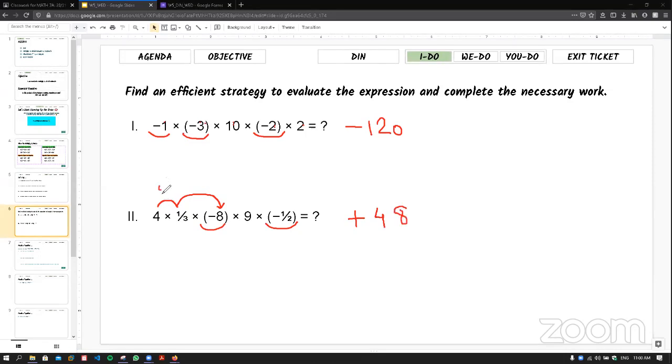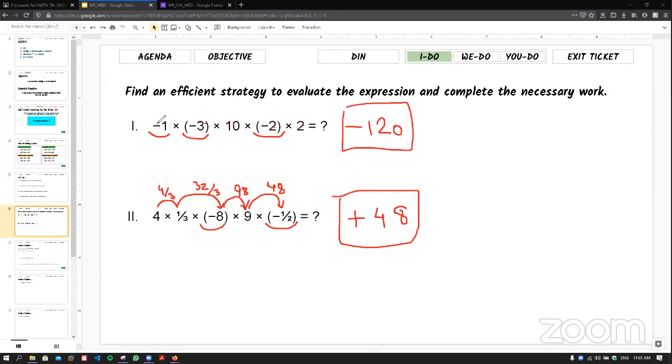So 4 times 3 is 4/3, and 4/3 times 8 is 32/3, and 32/3 times 9 is 96. You can use your calculator, and 96 times half is 48. So this is how we do the math. The point of what I'm trying to show you is that you tell me how many negative numbers are in the multiplication, and the rest is just multiplying using your calculator. So let's move on to the next one. I hope you got the point, counting the negative signs.